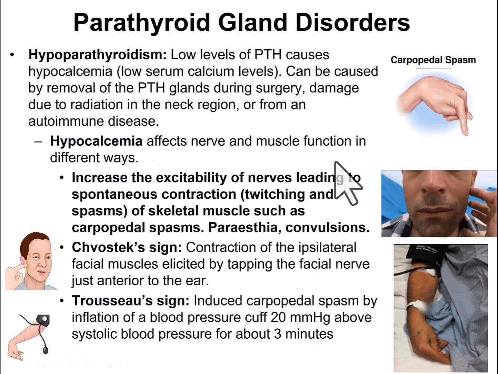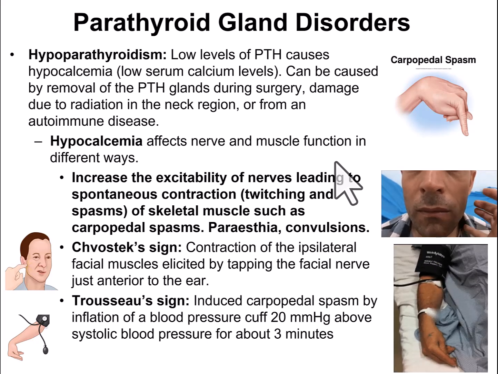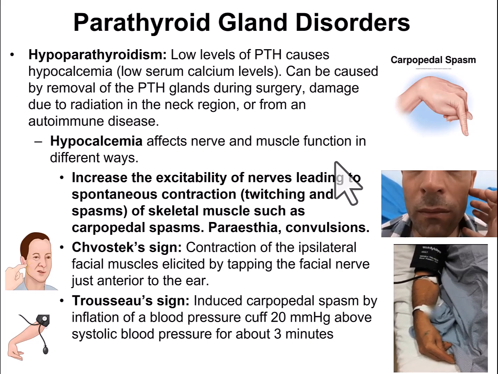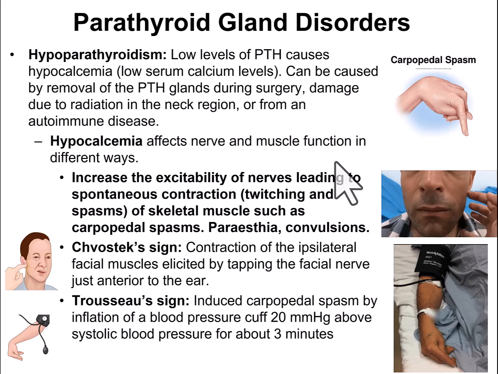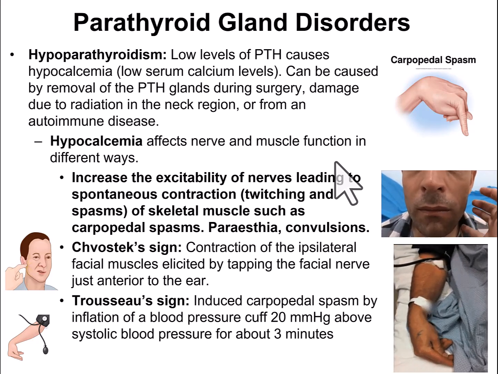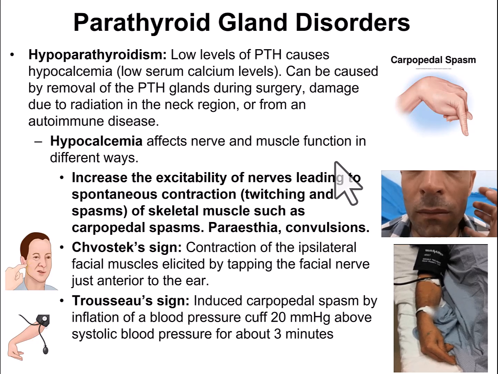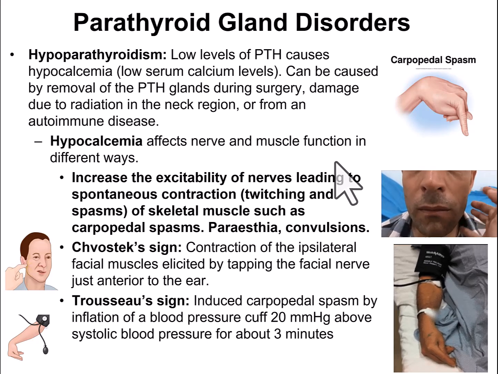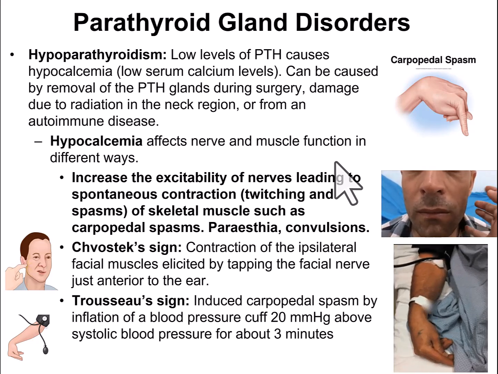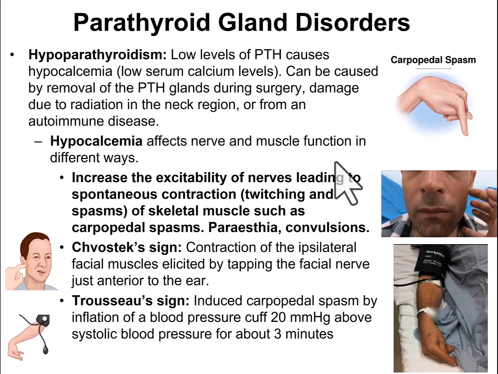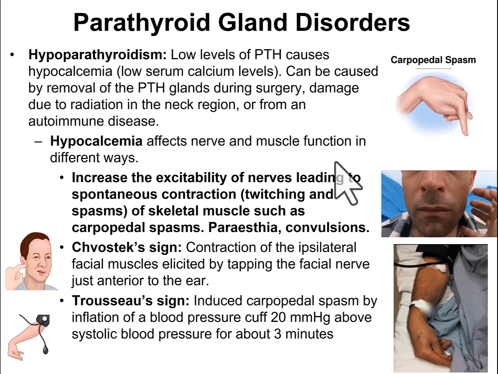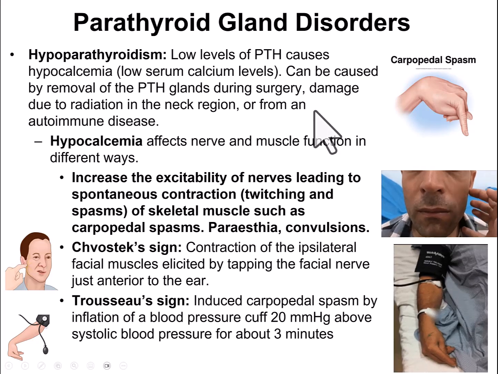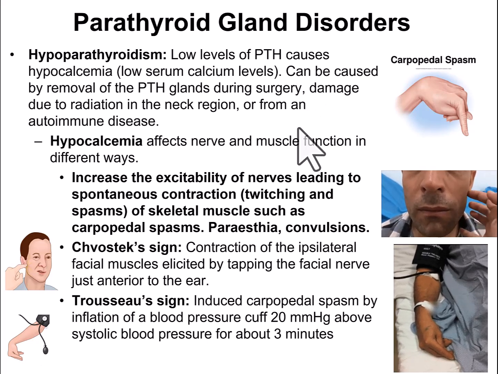When you look at parathyroid gland disorders, you want to make sure you know what happens with hypoparathyroidism and hyperparathyroidism. With hypoparathyroidism, low levels of parathyroid hormone is going to cause hypocalcemia, or low serum calcium levels. Because remember, parathyroid hormone is what is going to cause an increase in calcium when it gets too low. So if you don't have enough parathyroid hormone, then that's going to result in hypocalcemia. And this can be caused by removal of the parathyroid glands during surgery, especially if you're removing portions of the thyroid gland, damage due to radiation in the neck region, or from an autoimmune disease.